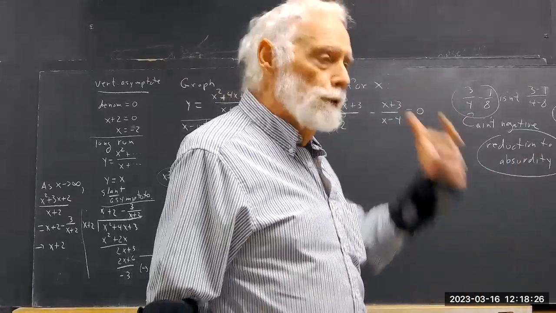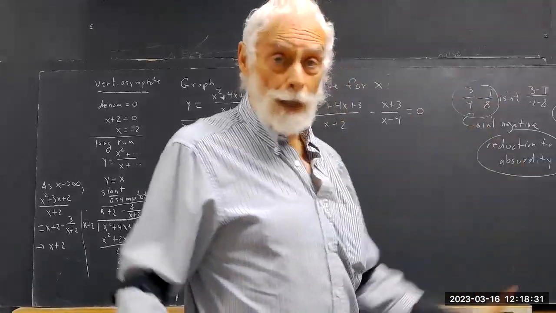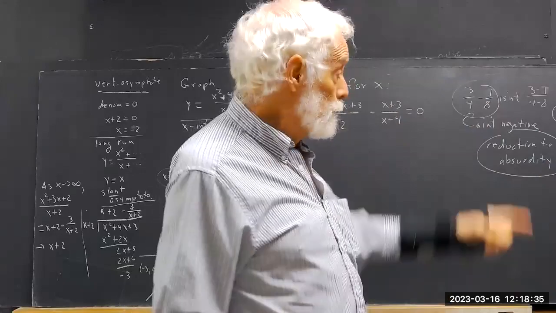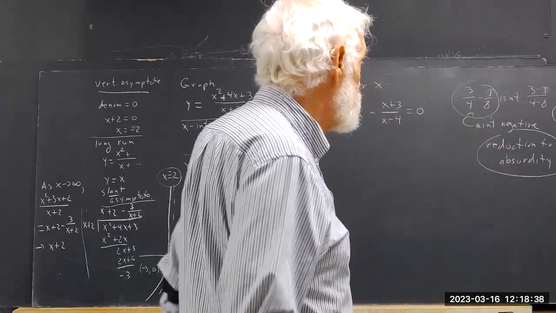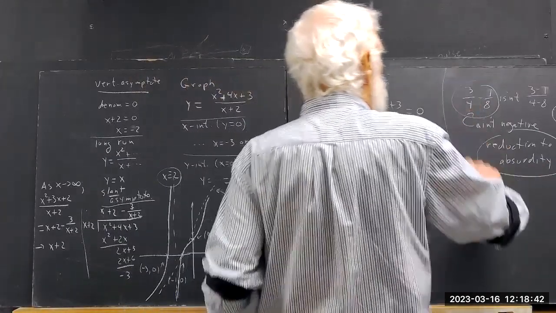To add fractions, you've got to get a common denominator. And subtracting fractions is just adding fractions, but with a negative. Okay? So please don't ever do that. Okay. So what do we do?